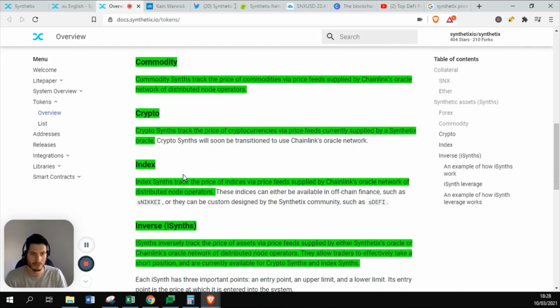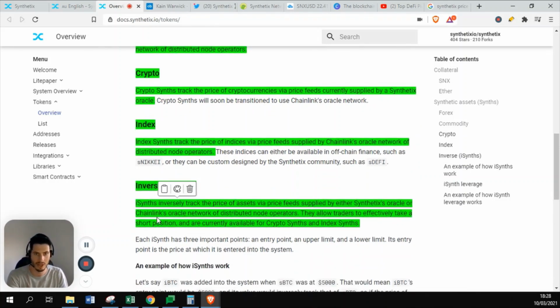And next to that, I wanted to discuss the inverse, as I told. So the iSynths inversely track the price of assets via price feeds supplied by either the Synthetix Oracle or the Chainlink Oracle network of distributed node operators. So as I earlier discussed in another video, Chainlink is an Oracle, it's not a blockchain. And what it does is that it takes real life data such as the price of Tesla, Apple, and gold, and will move it to, for example, the Synthetix platform. So you all the time have tracked the price of the real life data.